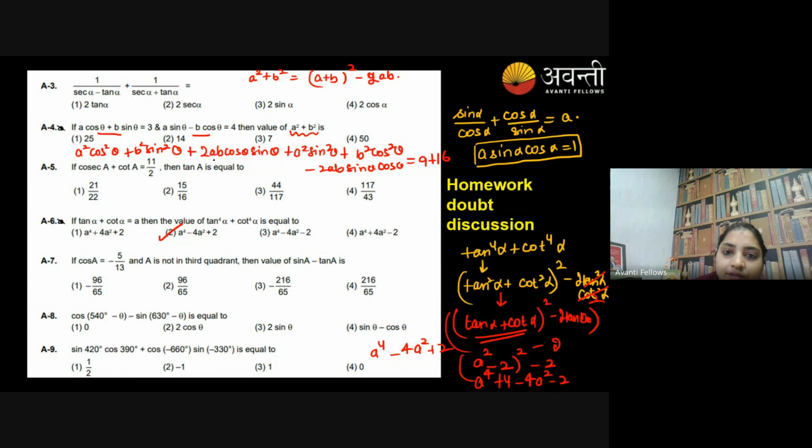Yes. So this value is cancelled with this. Can you see a square is common? Sine square plus cos square is 1. b square is common. Sine square plus cos square is 1. So a square plus b square is equal to 25. Is it clear?